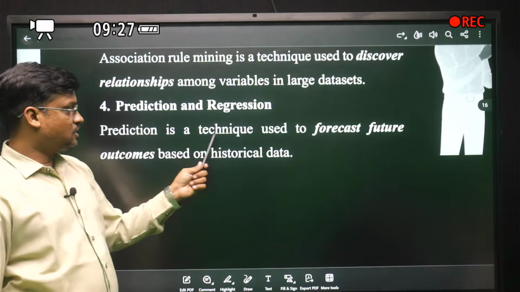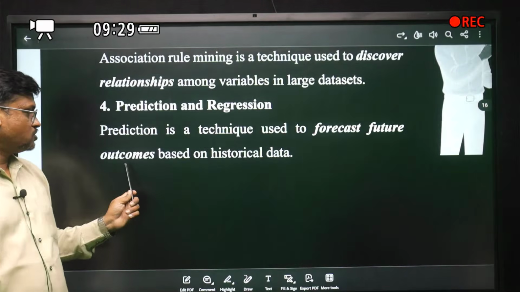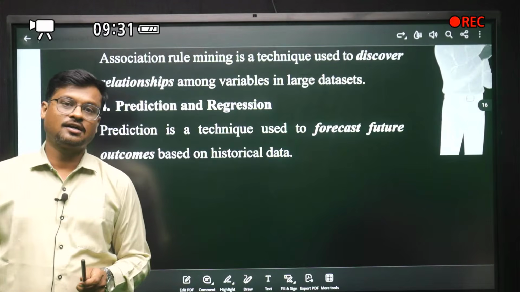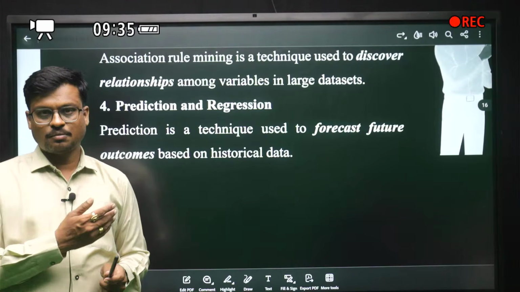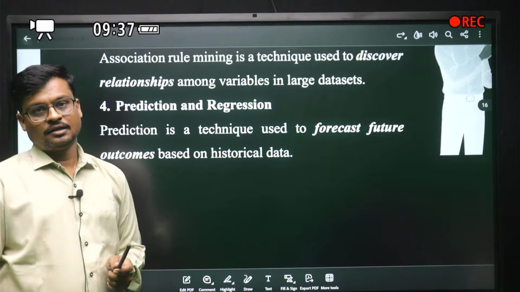The last one is prediction and regression, right? The prediction technique is used to forecast the future outcomes based upon the historical data. Time series analysis is the best example of prediction and regression.